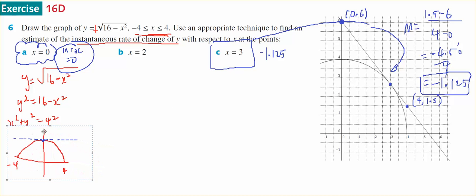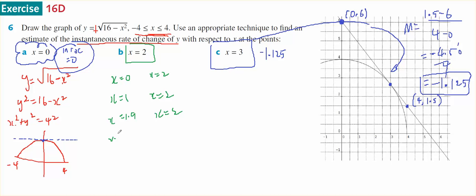Okay, and lastly, I'd like to estimate what the instantaneous rate of change is when x equals 2. And the way I'm going to do that is I'm going to use the chord that goes from x equals 0 to x equals 2, then x equals 1 to x equals 2, then x equals 1.9 to x equals 2, to x equals 1.99 to x equals 2. And I'm going to look at those gradients, and as they move closer and closer to x equals 2, I should be able to estimate the rate of change at that point.